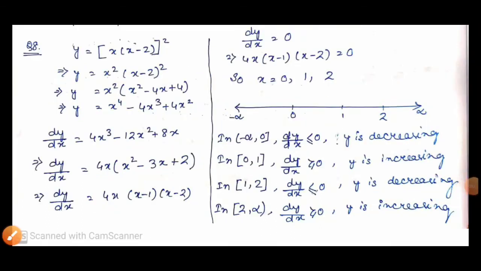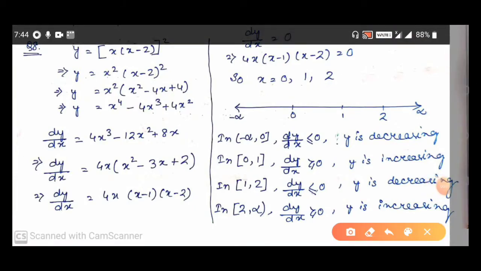Question number 8. Find the values of x for which y is equal to x into (x minus 2) whole square is an increasing function. So first of all we will simplify y. So we will get y is equal to x to the power 4 minus 4x cube plus 4x square. Now dy by dx is equal to 4x cube minus 12x square plus 8x.